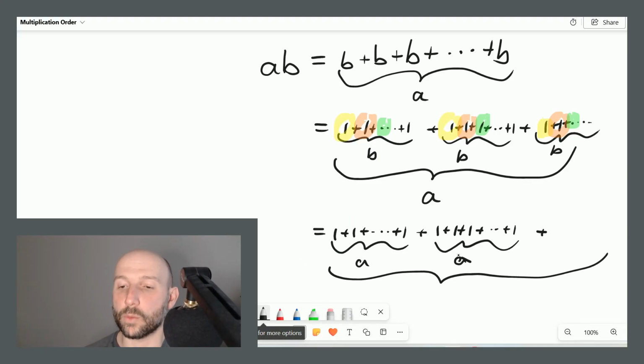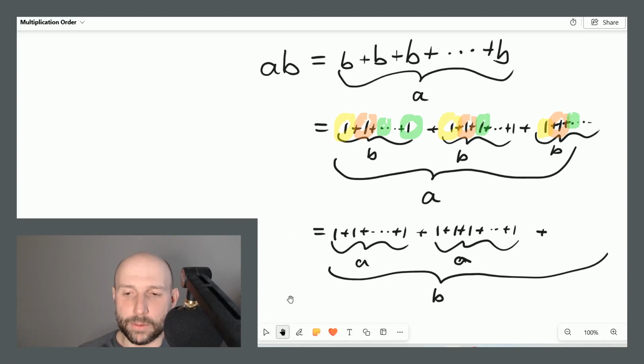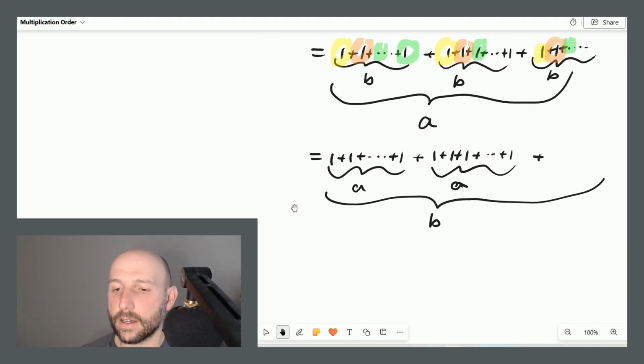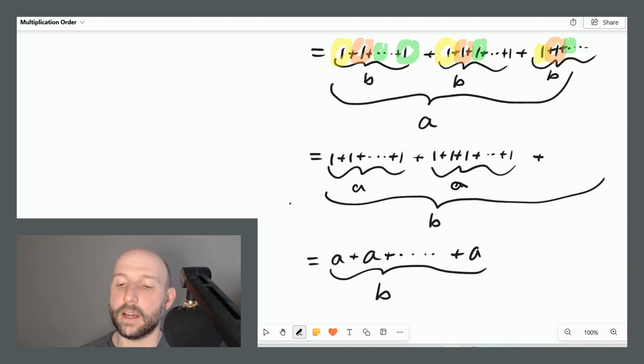And how many times can we do that? Well, we can do that B times, right? Because the last one is the Bth one. So we can have B of these sets of A 1's. Now, if we're adding up 1 A times, that's equal to A. So we can rewrite this as A plus and so on plus A, B times. Well, how would we write A added up B times? Well, that's B times A.